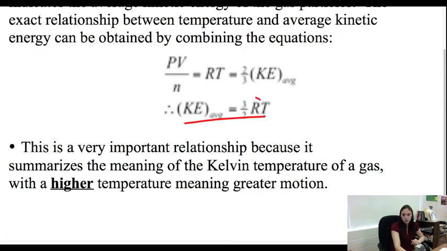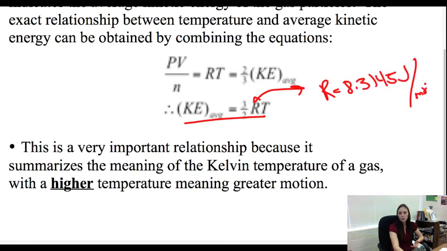In this case, though, the R is not our normal R value because we're dealing with energy, so I need something in joules. My R is going to be 8.3145 joules per mole Kelvin. This R is also on the green sheet, it's just a different R, so be very careful with the units here on which R you are using.